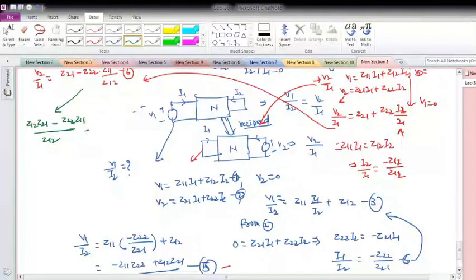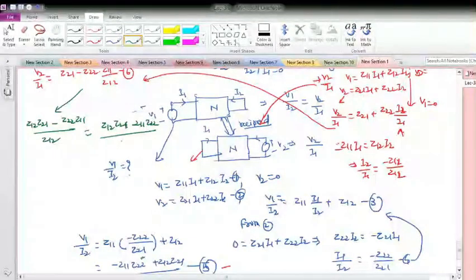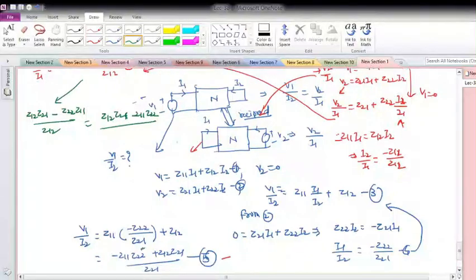This is the case, and this should be equal to the one which was Z12 Z21 minus Z11 Z22, and this is Z21. So this and this will vanish, so it will be 1 over Z12 equal to 1 over Z21, and with this I can write Z12 will be equal to Z21.